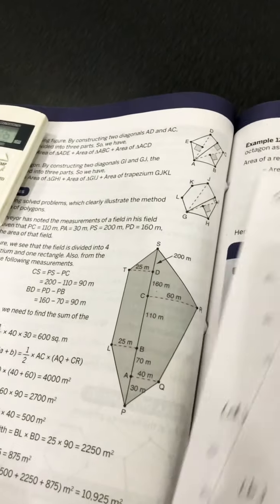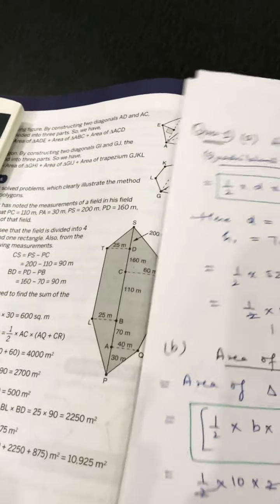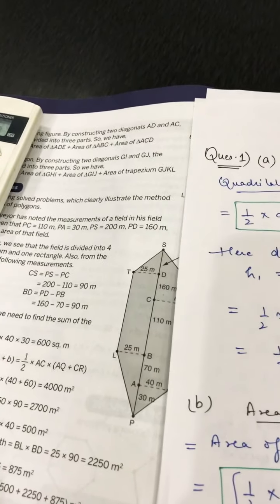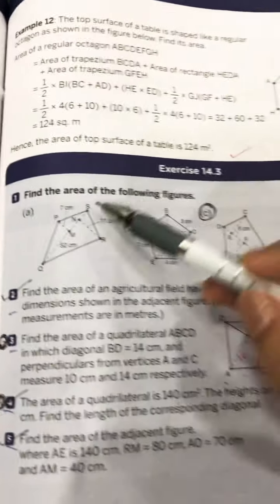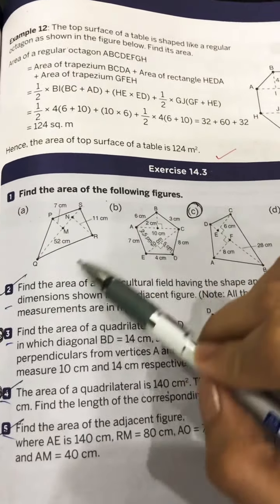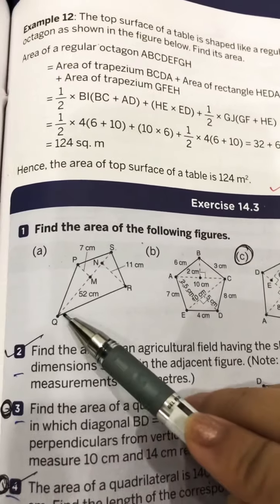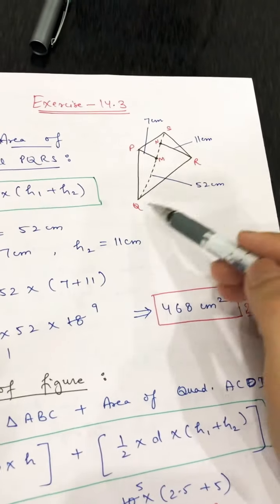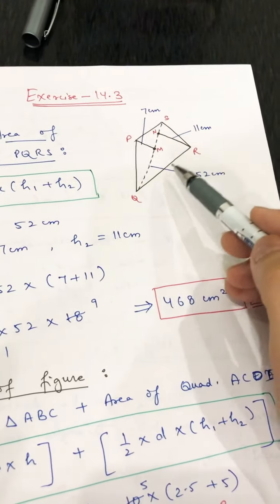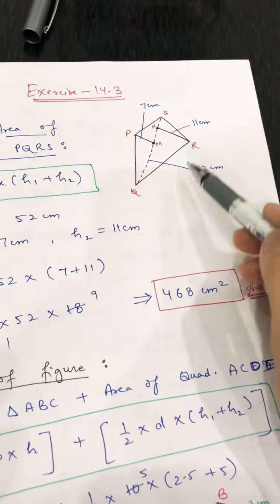This is the question number 1, A part. So you can see in the figure what is given. This shape is given, A part. So this is a shape of a quadrilateral in which a diagonal is given and height 1 and height 2 is given. So I have drawn the diagram. This is the height 1, this is the height 2, and this is the diagonal.